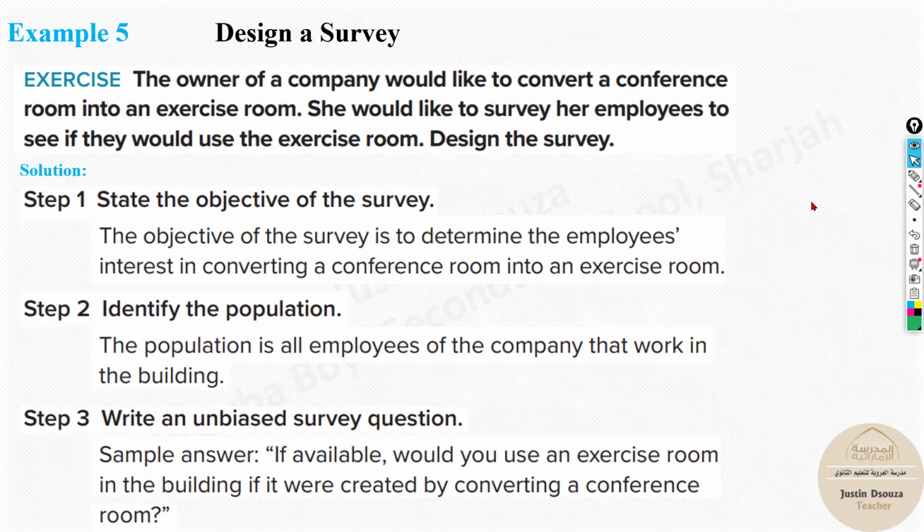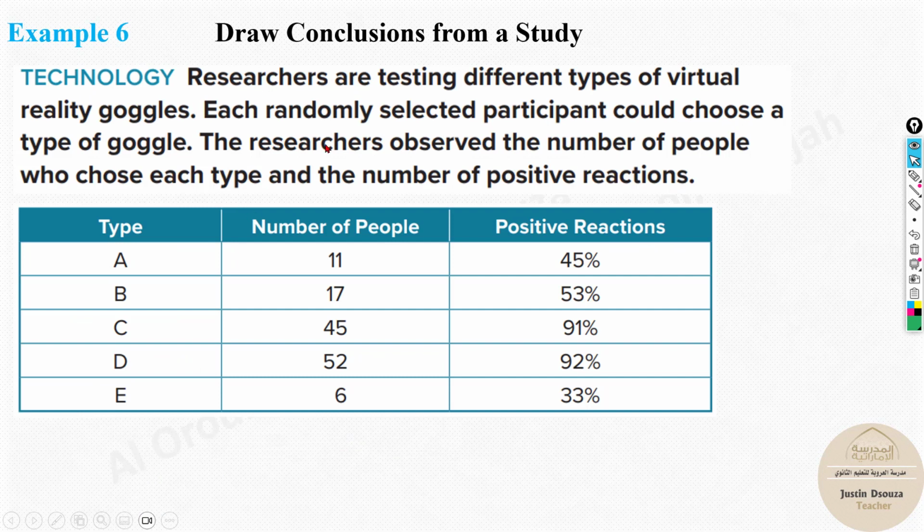Or you can just ask, would you be interested in using the exercise room if it was converted instead of the conference room, or something like that? You should not say anything good or bad about anything. It should be just neutral. That's the thing. So you can come up with various other answers. So this is an unbiased survey, the unbiased question. So that's that. Now let's see an example problem here.